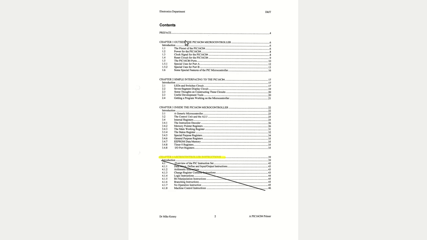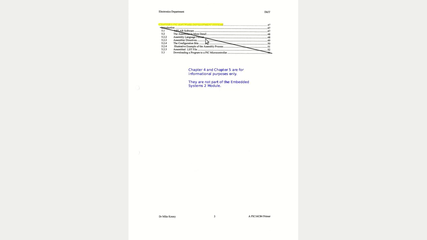In this primer, I'm only going to discuss Chapter 1, Chapter 2, and Chapter 3. So in this lecture, I'll talk about Chapter 1. In the next lecture, I'll talk about Chapter 2. And then in the third lecture, I'll talk about Chapter 3. Chapters 4 and 5 aren't part of Embedded Systems 2 this semester. You may get a chance to look at them at some other stage, but they're for informational purposes only. So they're not part of the Embedded Systems 2 module.